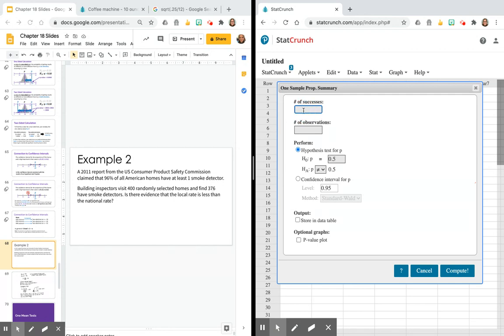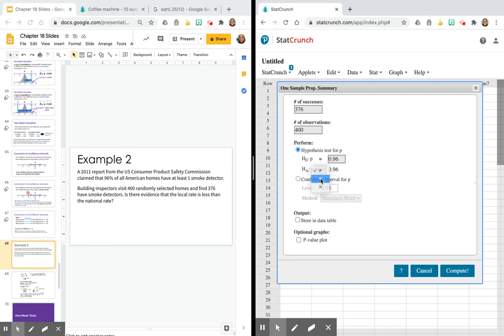376 had smoke detectors. So 376 out of 400. And for your hypotheses, for this one, they claimed that 96% of homes have at least one smoke detector. But we want to know if there's evidence that the rate is less than the national rate. So the null here, we assume that the base claim is right. But then the alternative, remember, the alternative is what you're trying to gather evidence for. And we're saying, is there evidence that the local rate is less than the national rate?